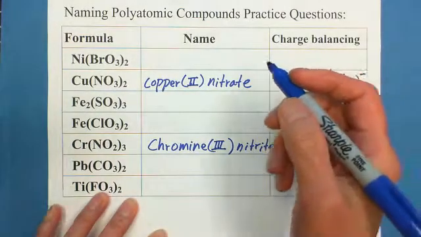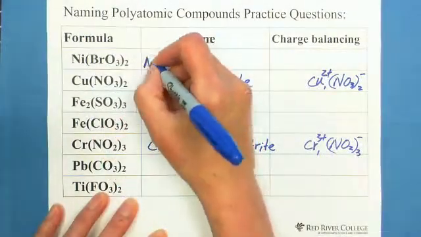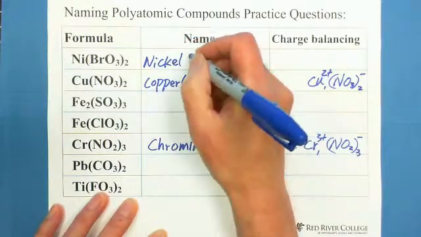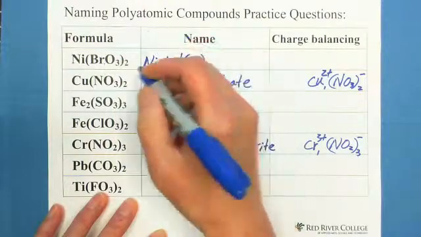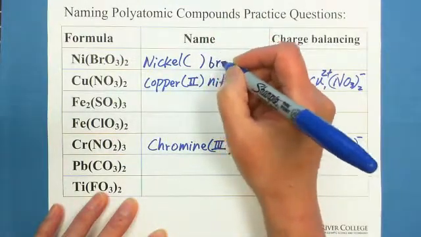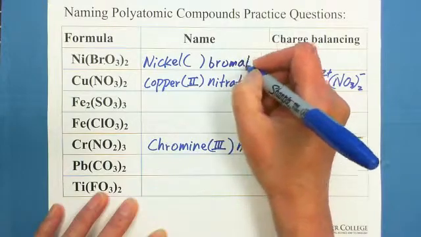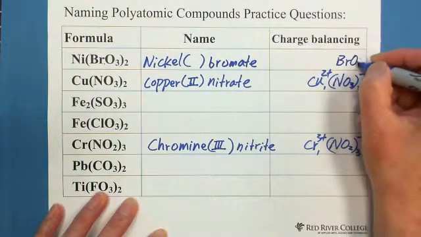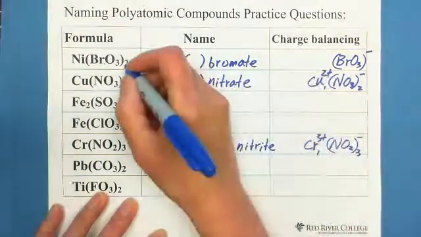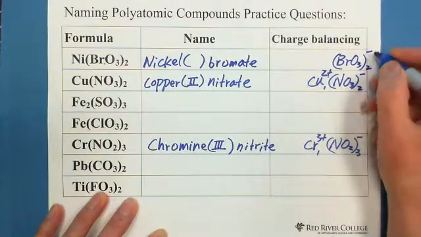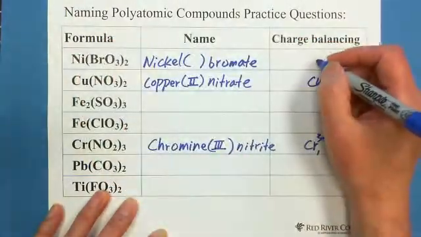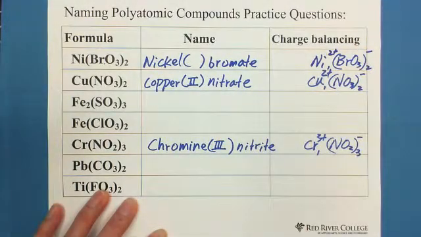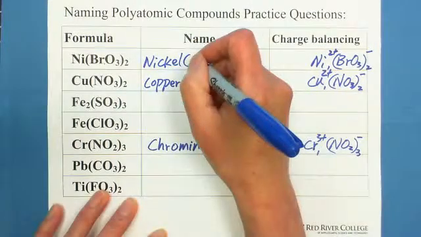Then we go to this one. This is nickel, bracket. This is bromate. The bromate is also -1. There are 2 ions, total is -2, so nickel needs to be positive 2 to balance, right? Because the subscript is 1. So this is nickel(II) bromate.